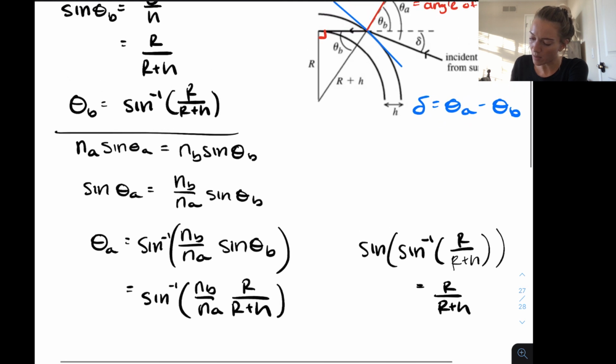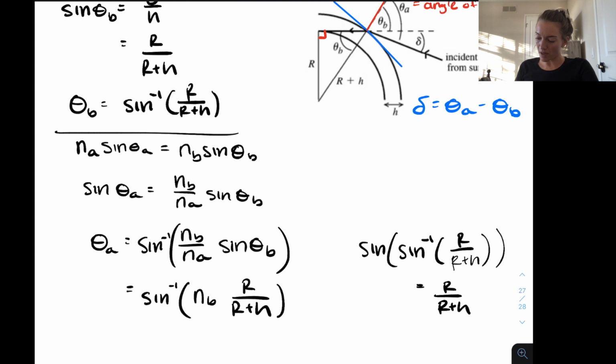Okay, and now our NA, our initial index of refraction, we know is just 1 because it's out in outer space where the index of refraction is just 1. So we can replace this with just 1. So we have just NB here. Okay, so now we have theta A.